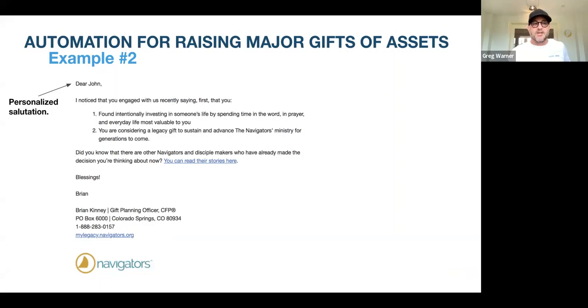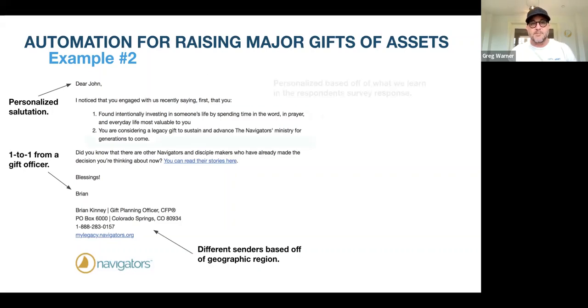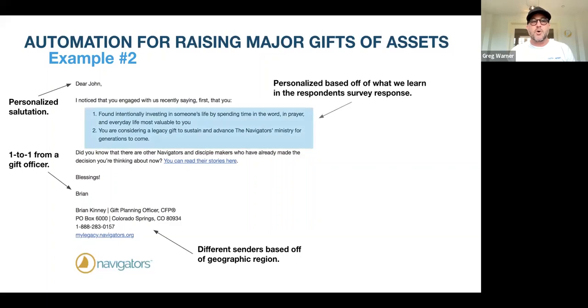So you want to personalize your salutation and use text only. You want to make sure it comes from an individual that's a real person. Let's suppose you have 10 different people in 10 different regions. You could make it so that it comes from each of those people. You also want to make it relevant and personalized based on what people said in the past, either to you, but preferably through a donor survey. That way you can automate right into the system.